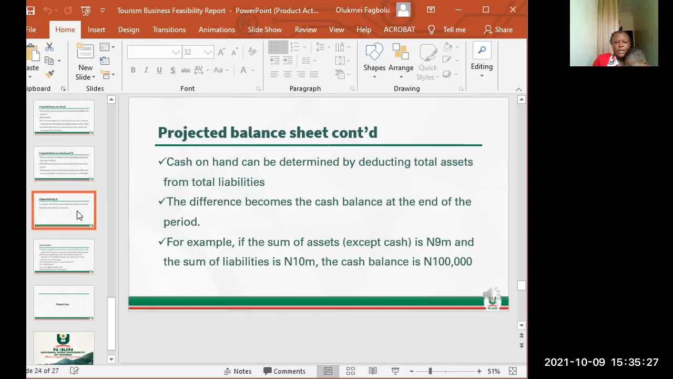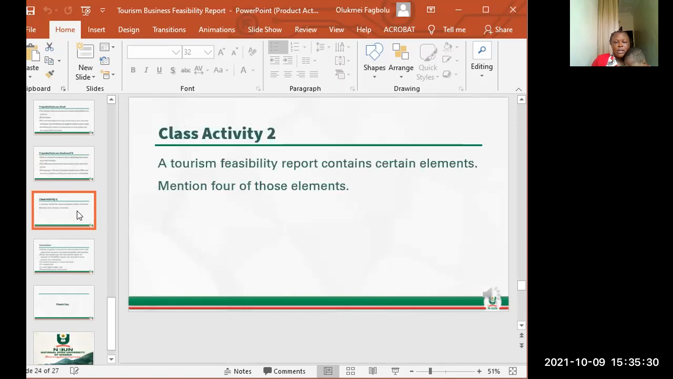And now we take our class activity. It says a tourism feasibility report contains certain elements. Mention four of those elements. Those are the ones we've mentioned, starting from the products, the market plan, production plan and production process, management team, projected income statements, estimated working capital, and the rest of them. So those are the elements that must appear.